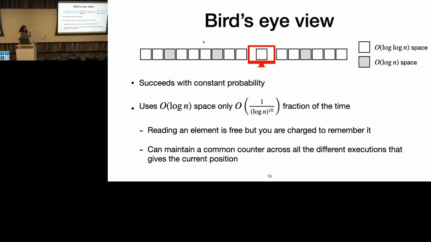You can imagine that reading an element is free, but you're just charged to remember it. This is because all the multiple parallel executions can read at the same time, so you don't have to charge it individually for everybody. So that's just overall log n space. You can also get a counter for free, because you just need log n space overall for all the algorithms, and you can know precisely the index of your current position in the string. So we'll make a couple of assumptions. Does that make sense to everybody? Okay, perfect.